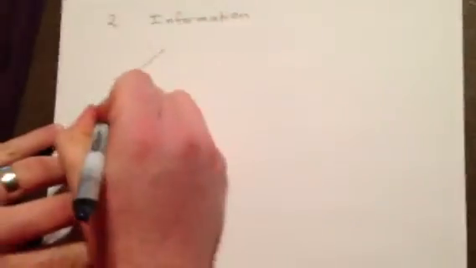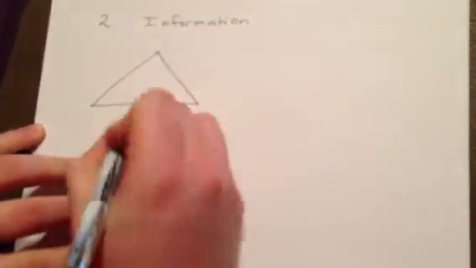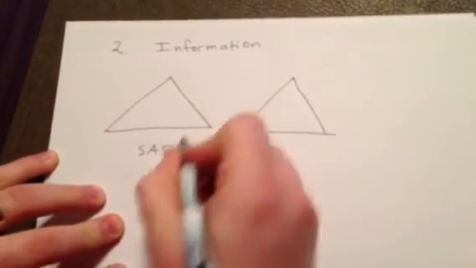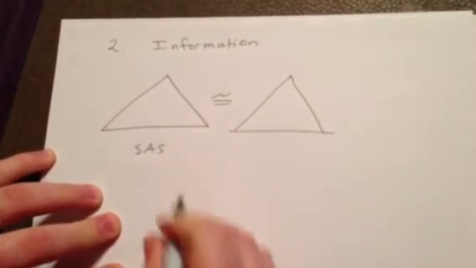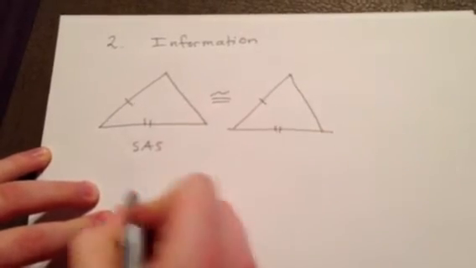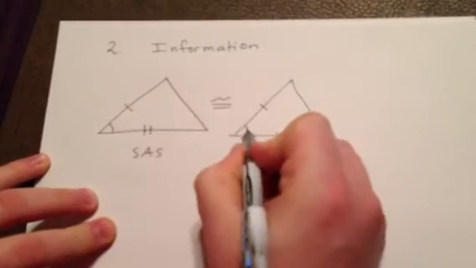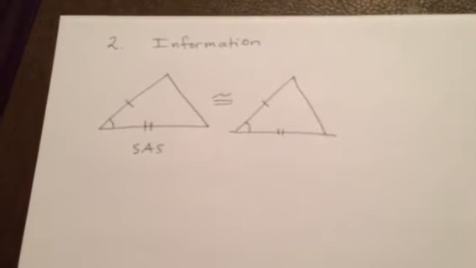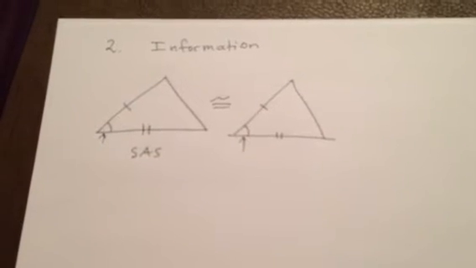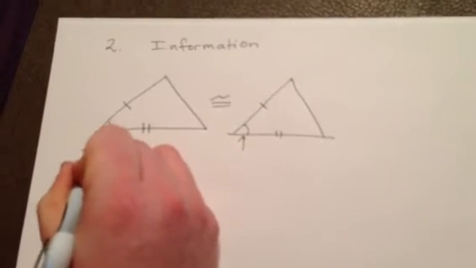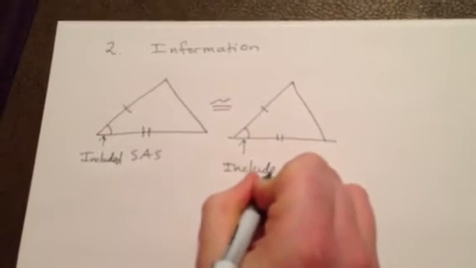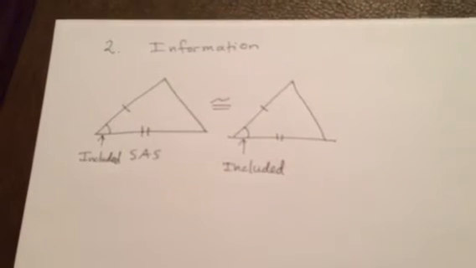When you look at a triangle, let's say we're talking about side, angle, side, and we're looking at two congruent triangles. These don't look congruent, but we're saying they're congruent by side, angle, side. Let's say that these two sides are congruent to these two sides, and this angle is congruent to that angle. Because these angles are between my two sides, we call these the included angle, because they're in between the two sides.